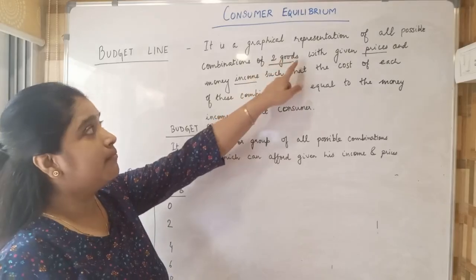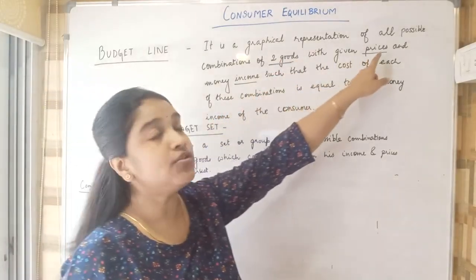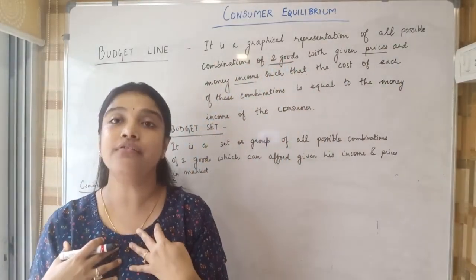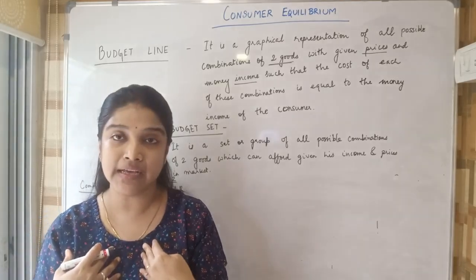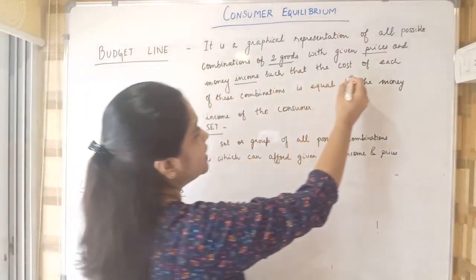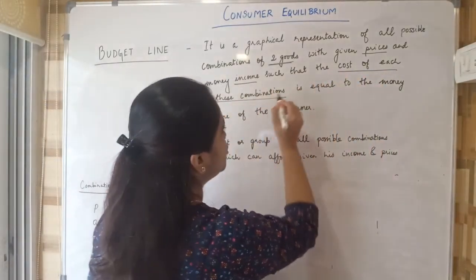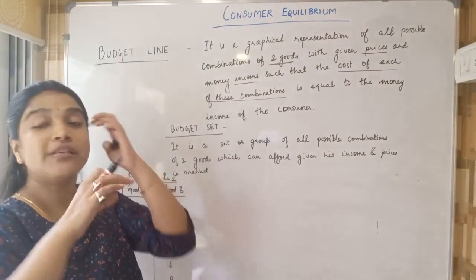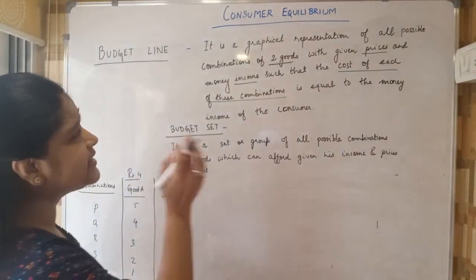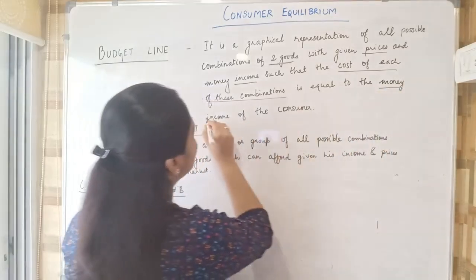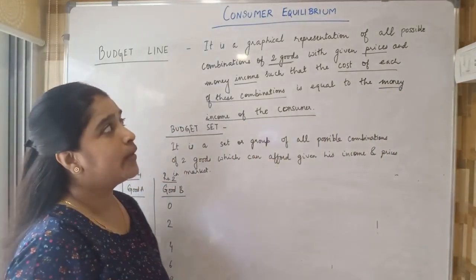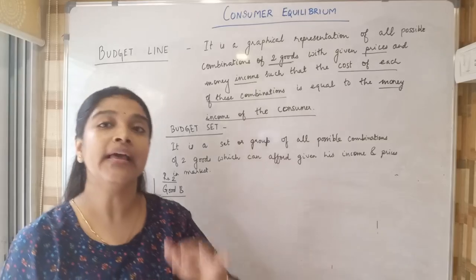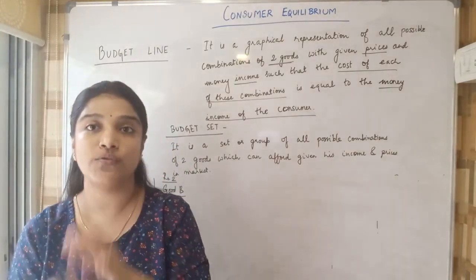We'll be spending on these two goods, right? So we'll have to take into consideration the prices of the goods in the market and also the resources that we have, that is our money income. Every possible combination, we should be spending on the goods in such a way that it is equal to the money income of the consumer. That means the cost should be equal to the income.